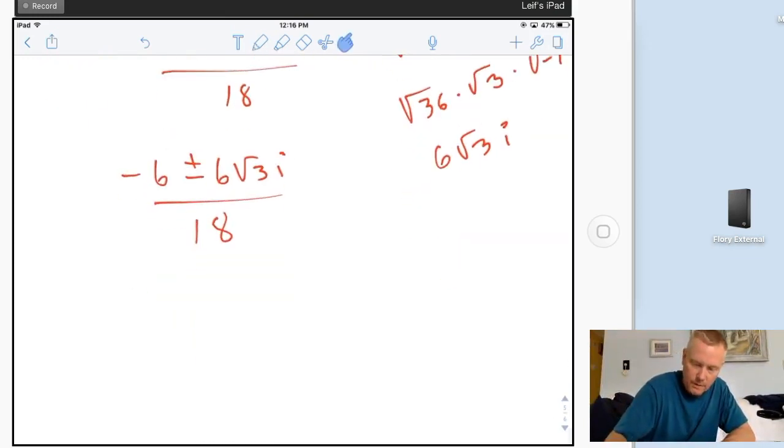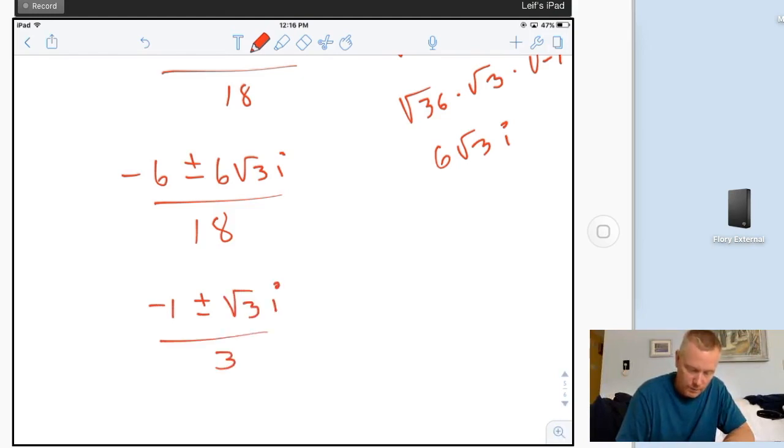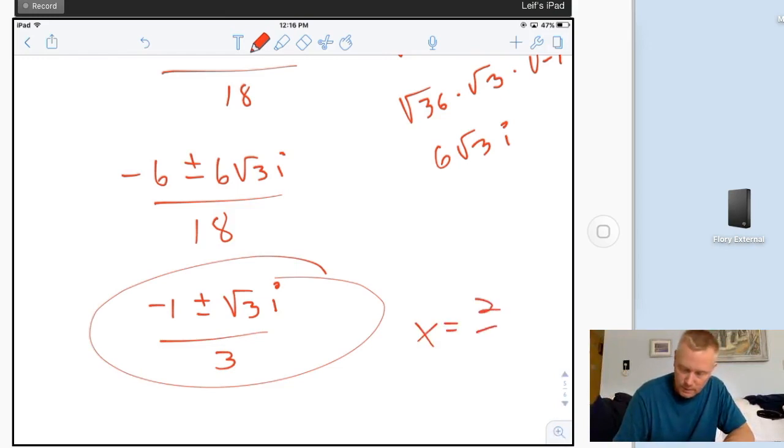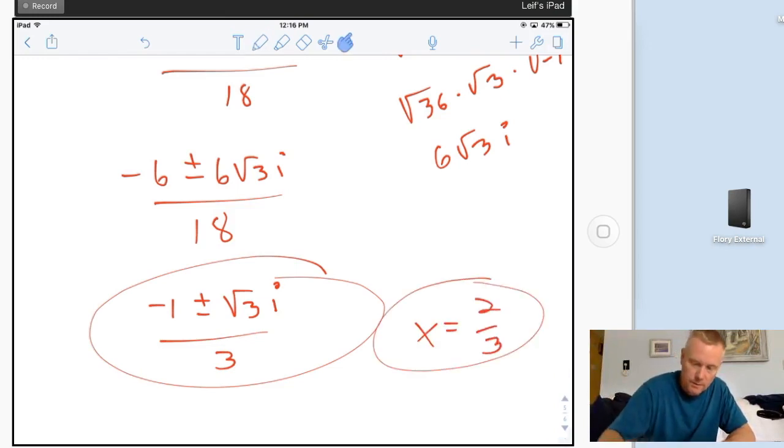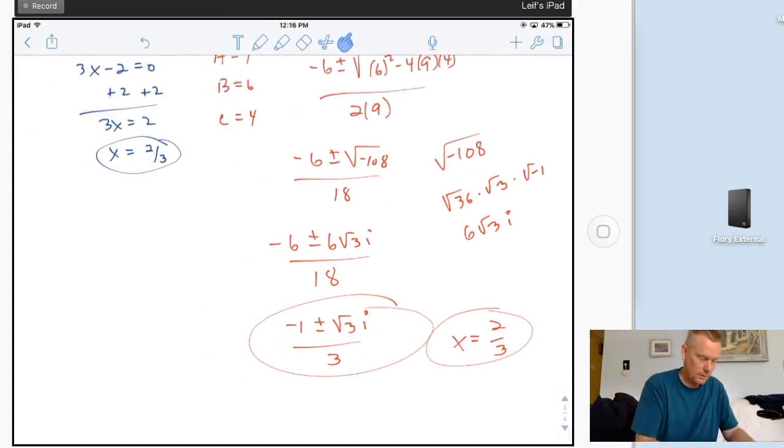So I got negative 6 plus or minus 6 square root of 3i over 18. And then if I divide all those 6's by positive 6, I get negative 1 plus or minus root 3i over 3. And those are my other two answers, as well as x equaling 2/3. And there's the answers. Okay.